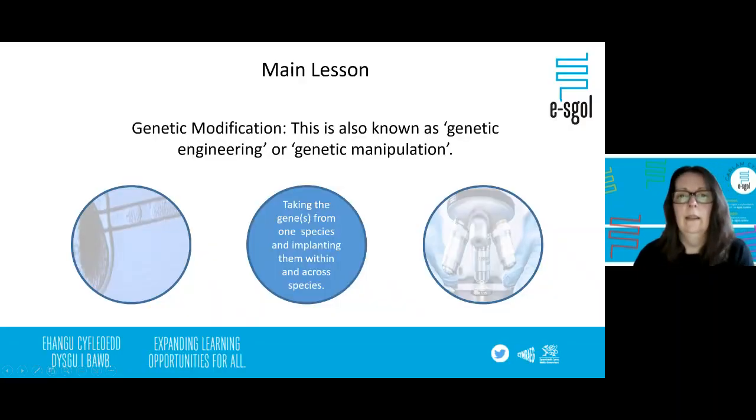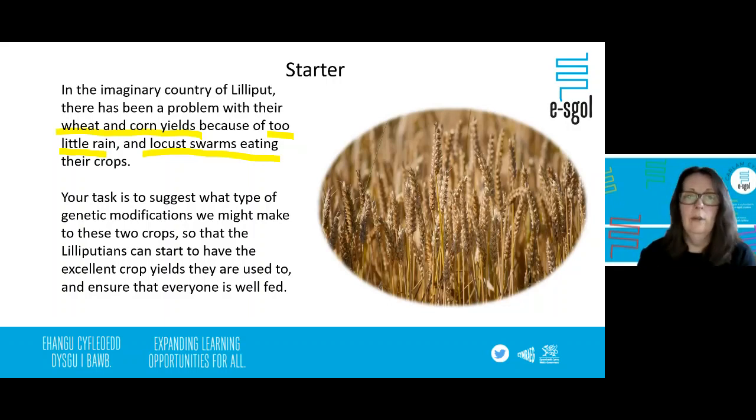Okay, let's have a look then. So we know that the wheat and the corn yield are not what they should be because there is not enough rain and the locusts are eating the crops. So first of all, let's think about what we could do if there's not enough rain. If we were to genetically modify our crops, what could we add into the wheat and the corn to make them survive in dry conditions?